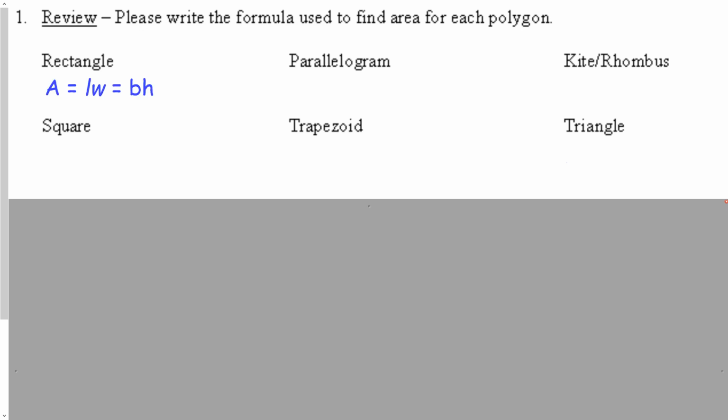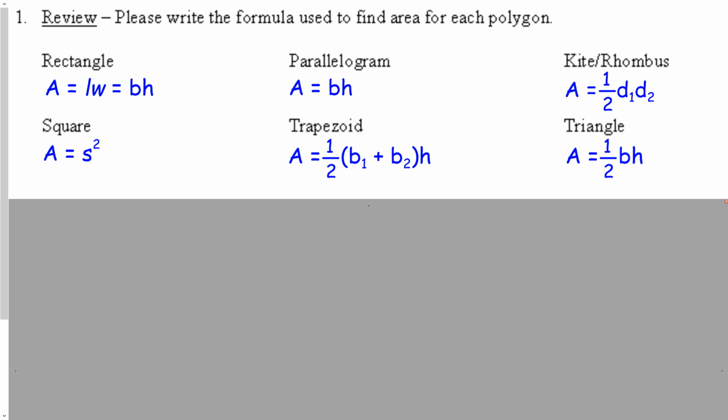So hopefully we have the following as our formulas for these shapes. Then also keep in mind, we've talked about area and circumference of circles. The area formula is pi r squared for a circle, and circumference could either be pi times diameter or 2 pi r.